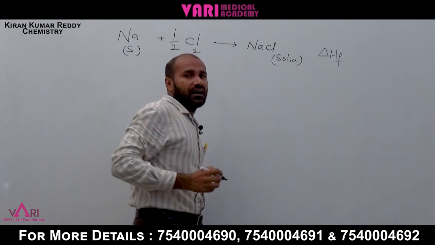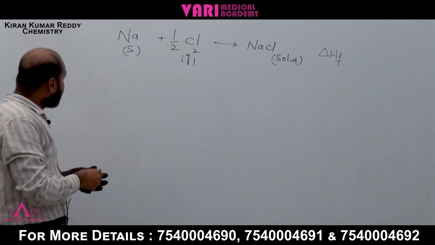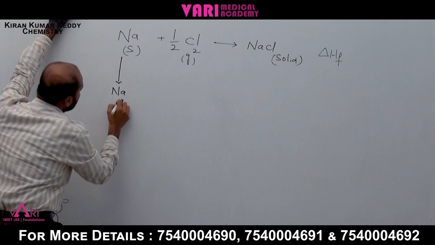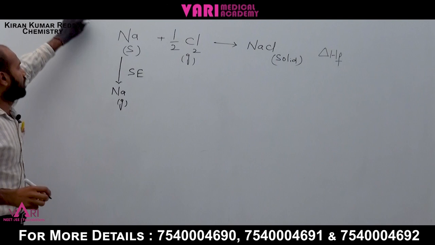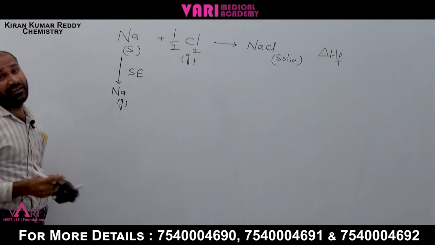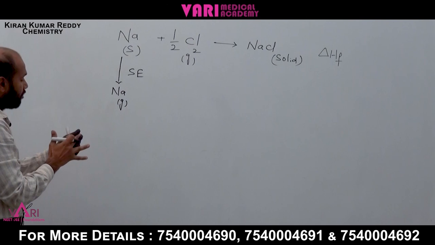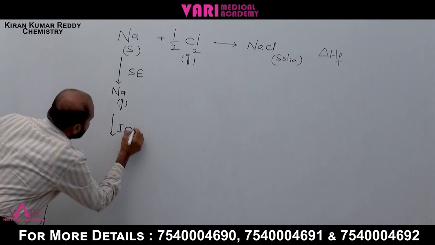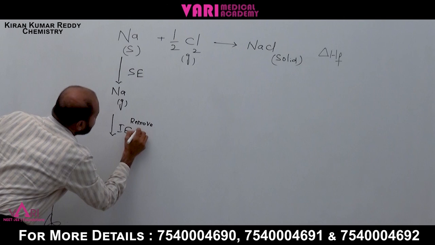Now I am taking how to calculate the lattice energy of sodium chloride. Now the solid is converted to gas. What is the energy? Solid converted to gas means sublimation energy. Sublimation energy is when a solid is directly converted to gas without passing through liquid. Now sodium is gas, and here one electron I am removing. Removal of electron means ionization energy.